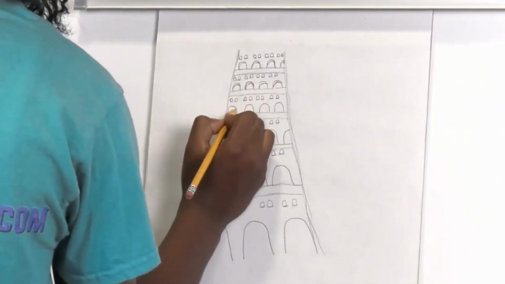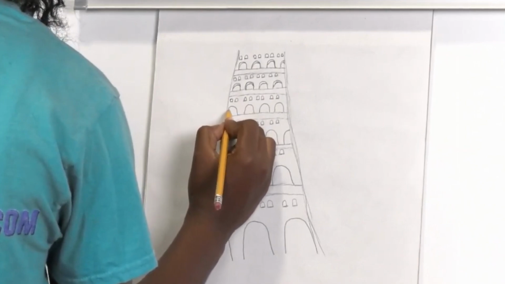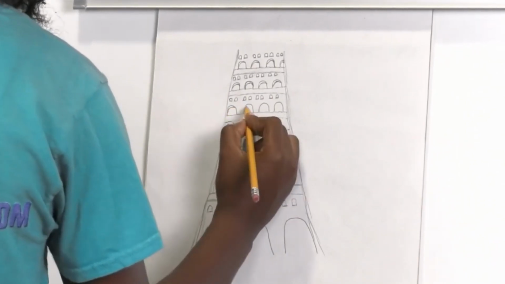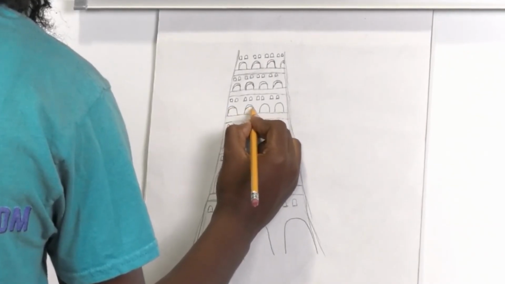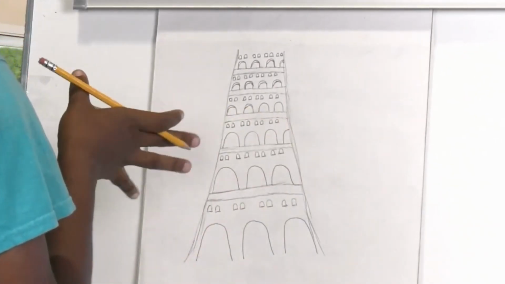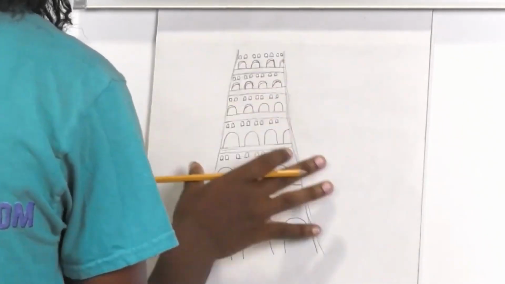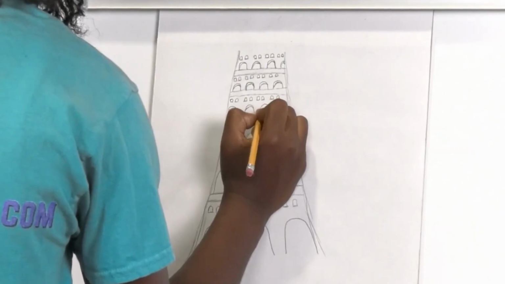Now this window here. And I'm gonna start from this side. All these little details just help to make the picture look like you took more time on it as well, so it's not just box outline. So that's why we go back and add details.